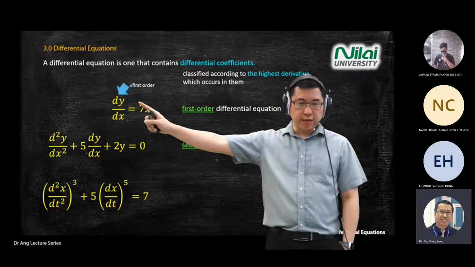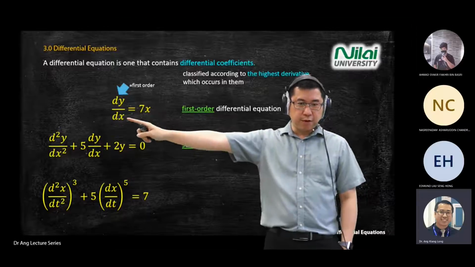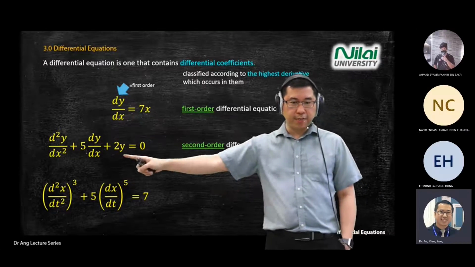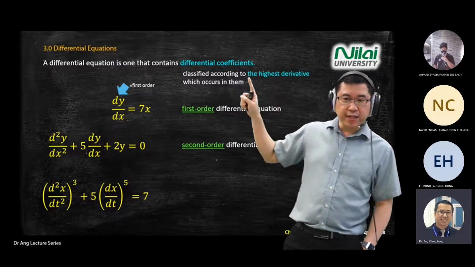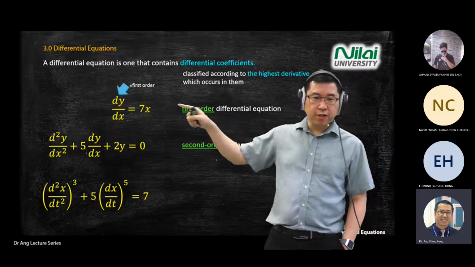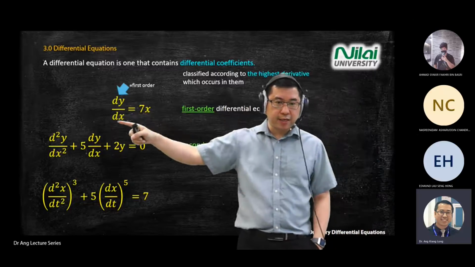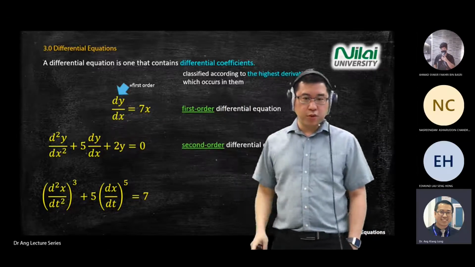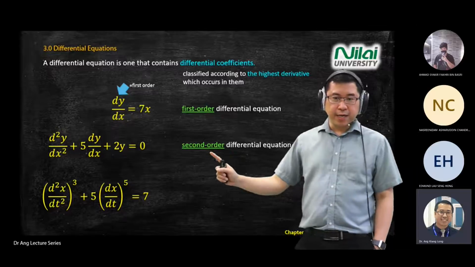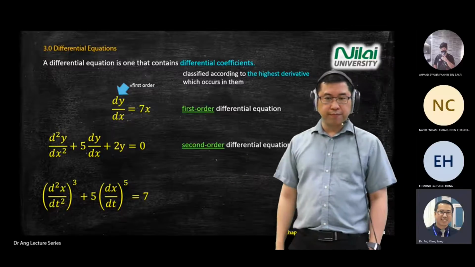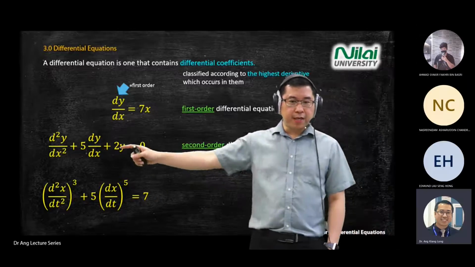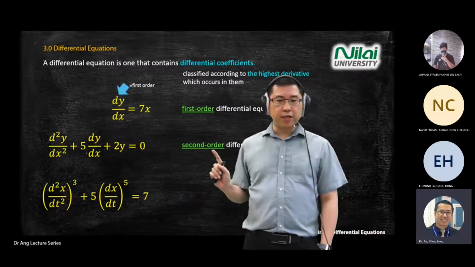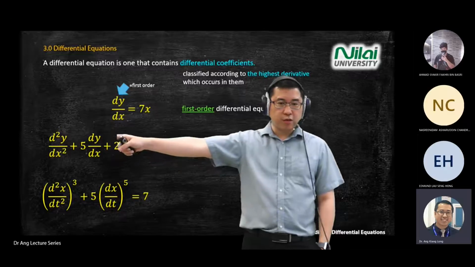First order, you look at the form, the pattern. This one is second order, because you look at the whole equation for the highest derivative. The highest derivative means the number beside the d, which in this one is 2, so it falls under a second order differential equation. You need to check the whole equation. Now what about third order? Third order means you change the 2 to 3.